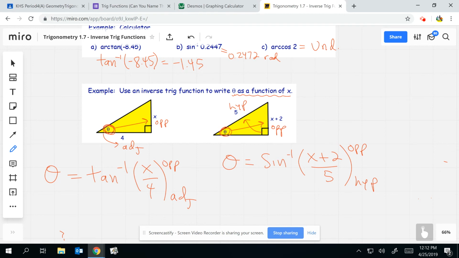And so that's a review of our inverse trig functions from our geometry. Like I said, it was a really short section.